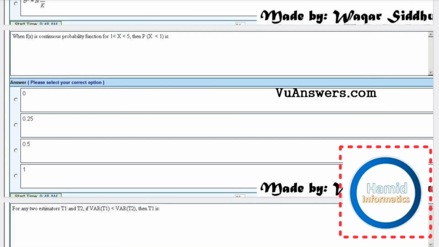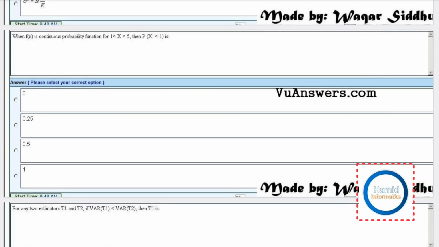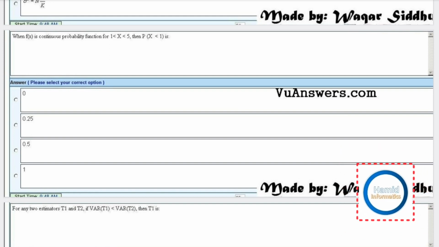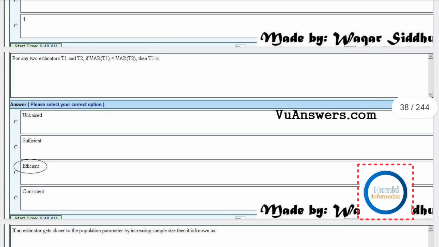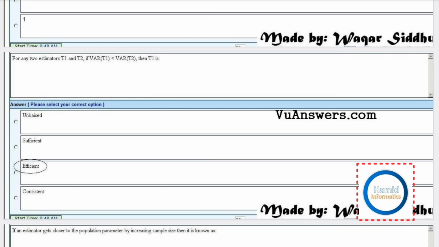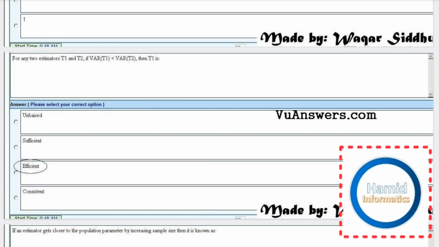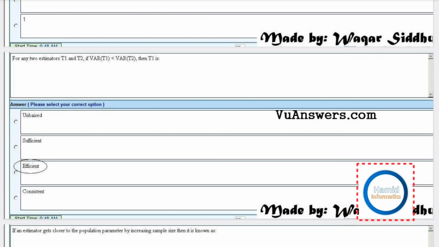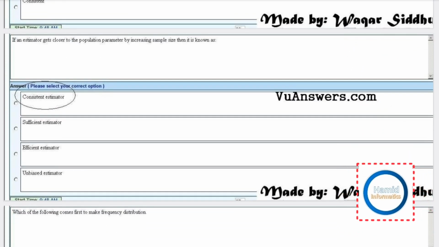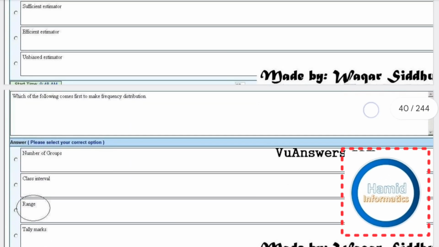When f(x) is continuous probability function for 1 less than x less than 5, then P(X less than 1) is. Here is not mentioned, so leave this. For any two estimators T1 and T2, if variance T1 is less than variance T2, then T1 is efficient. If an estimator gets closer to the population parameter by increasing sample size, then it is known as consistent estimator.